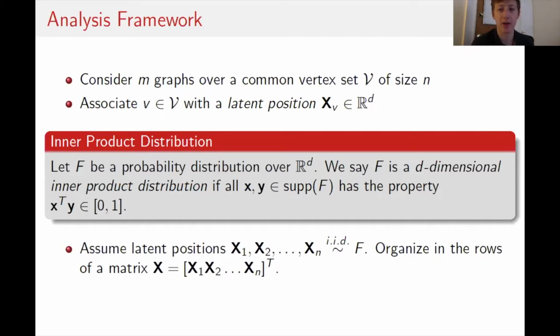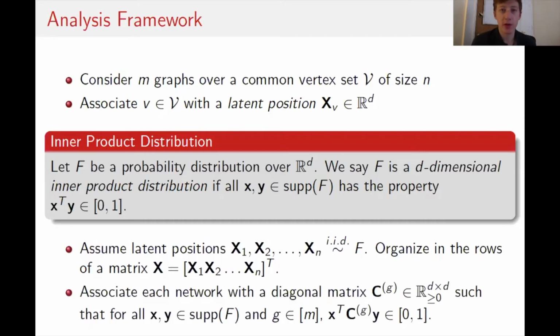And an inner product distribution is just a distribution over an appropriate subset of R^d, such that for any two vectors in its support, their inner product will fall in the unit interval. Okay? And what we'll do is that with each of these latent positions, we'll put them in the row of a matrix, and we'll call this matrix X. So X is a long and skinny matrix of dimension n by d.